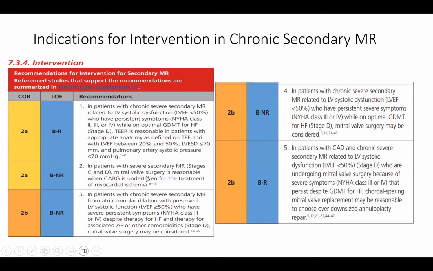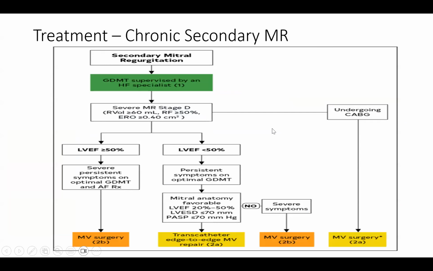Also, in patients who are undergoing CABG, they could also have mitral valve surgery in the same sitting, and some other indications, as you might see. So this is the treatment decision algorithm for the ACC/AHA for secondary MR.